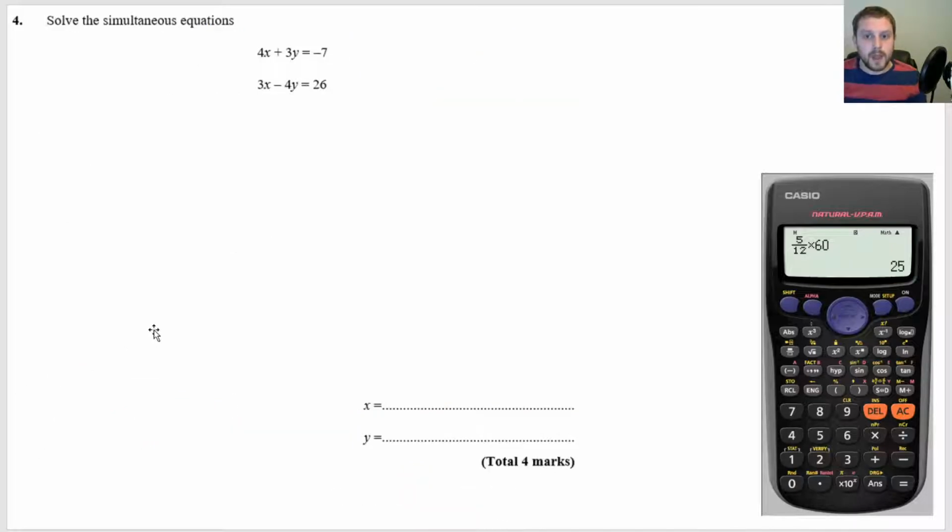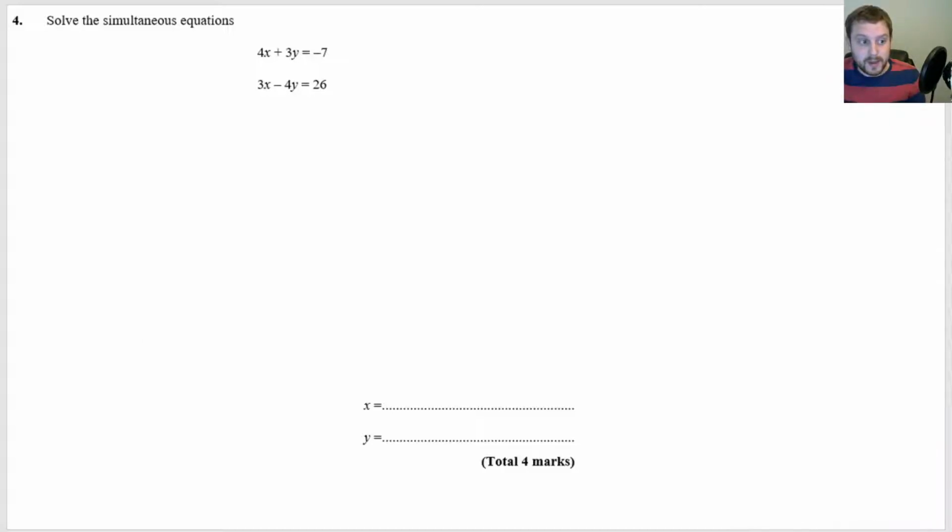Okay, next one. Solve the simultaneous equations. They're two linear simultaneous equations. We don't have the same number of x's or the same number of y's in both. There are two different ways of doing this. You can either choose to eliminate the x's or eliminate the y's. Just for the sake of answering this, I'm going to eliminate the y's, but if you want to eliminate the x's, that's fine, you can do either. So I'm going to make the number in front of the y's the same.